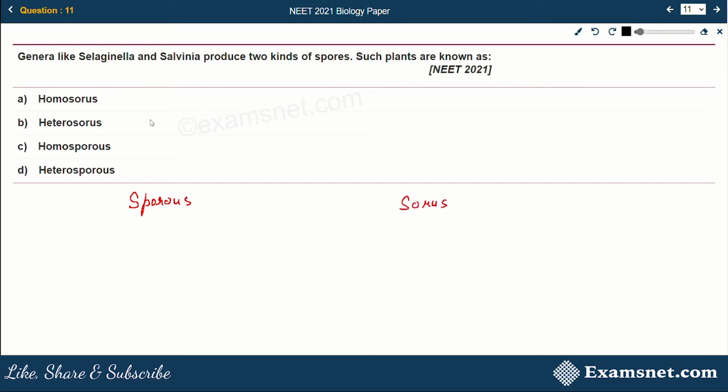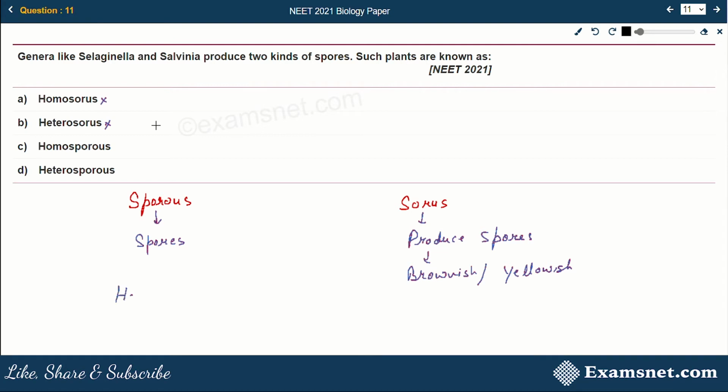Now the word sporus is related to spores, whereas sorus are the clusters or structures which produce spores. These are generally found at the lower surface of the leaf of ferns, and these are brownish or yellowish in color. So the options which contain sorus are not correct. Now out of homosporous and heterosporous, let's see which one is correct.